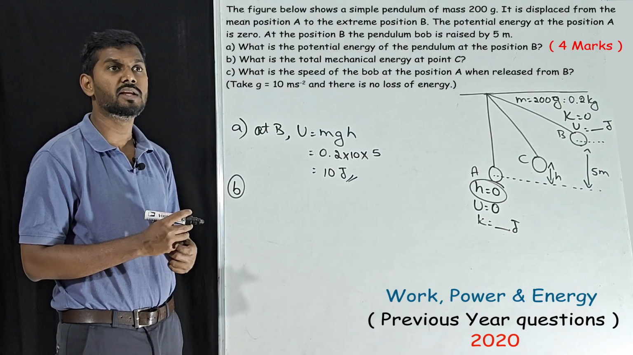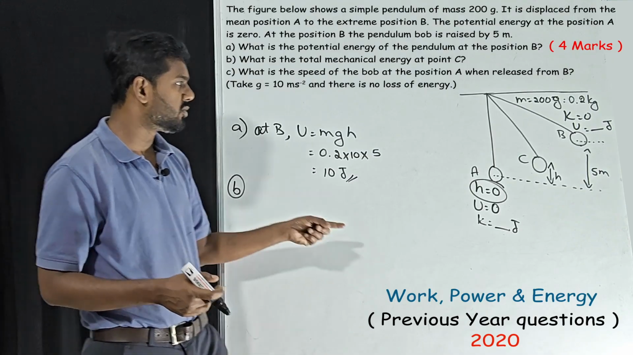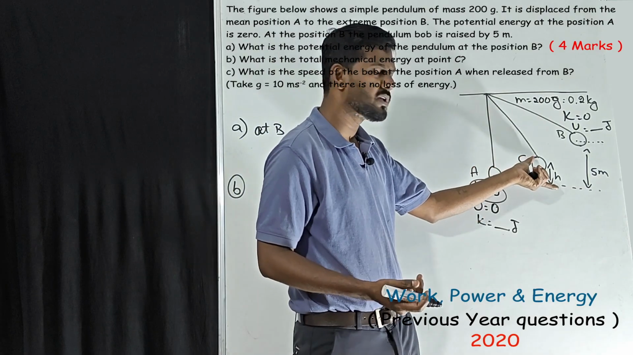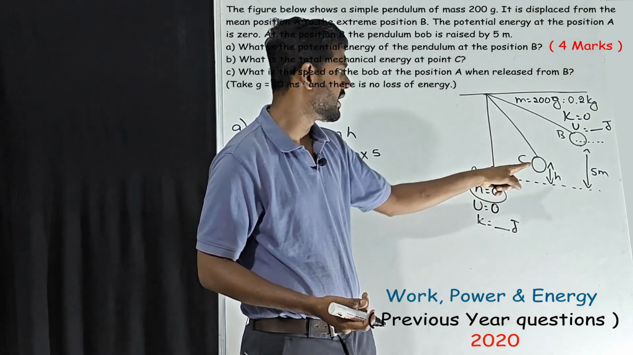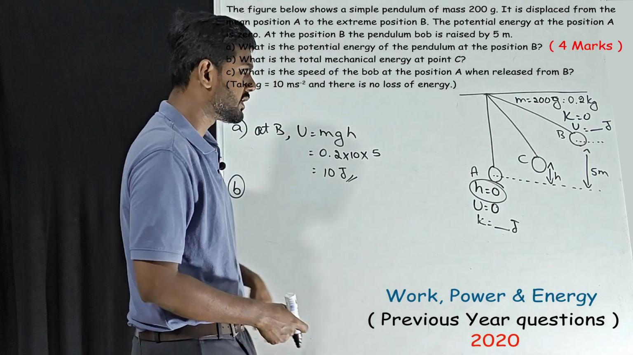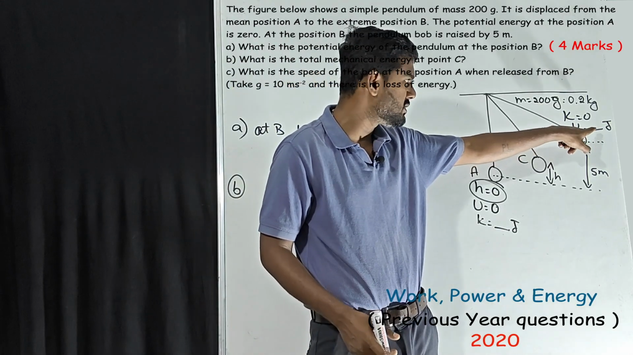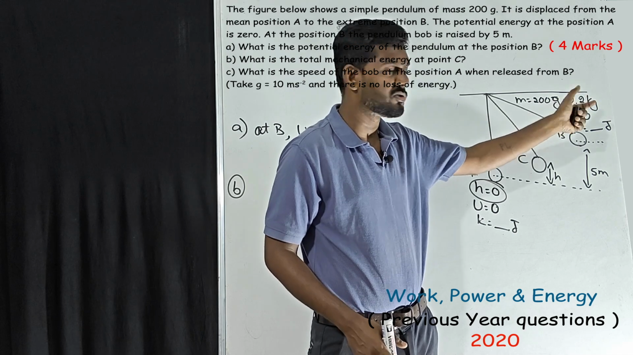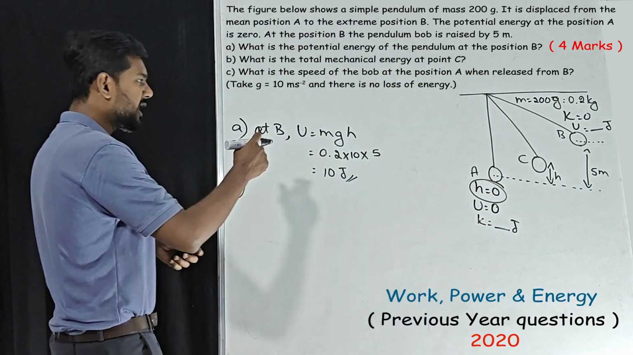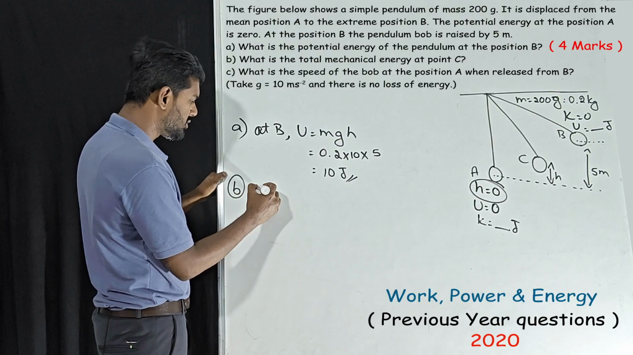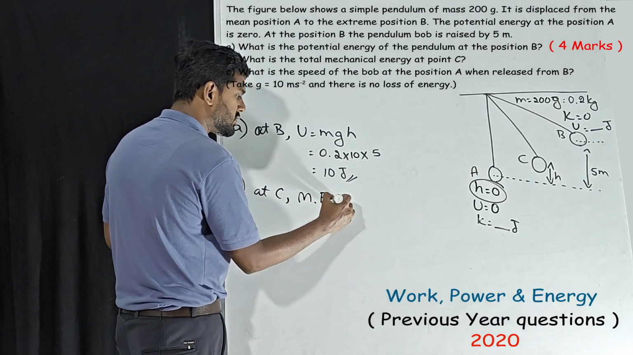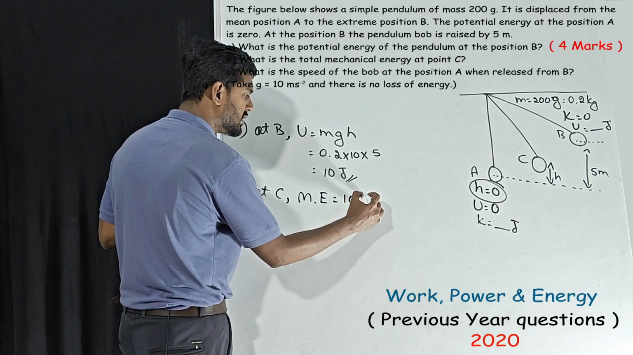What is the total mechanical energy at point C? What do you mean by total mechanical energy? Total mechanical energy means the sum of potential and kinetic energy. Here we don't have to calculate. At extreme position, we have calculated potential energy as 10 joules, and kinetic energy is 0 joules. What is the mechanical energy here? 10 plus 0, 10. So mechanical energy remains the same. At C, we can write it directly: mechanical energy will be 10 joules.